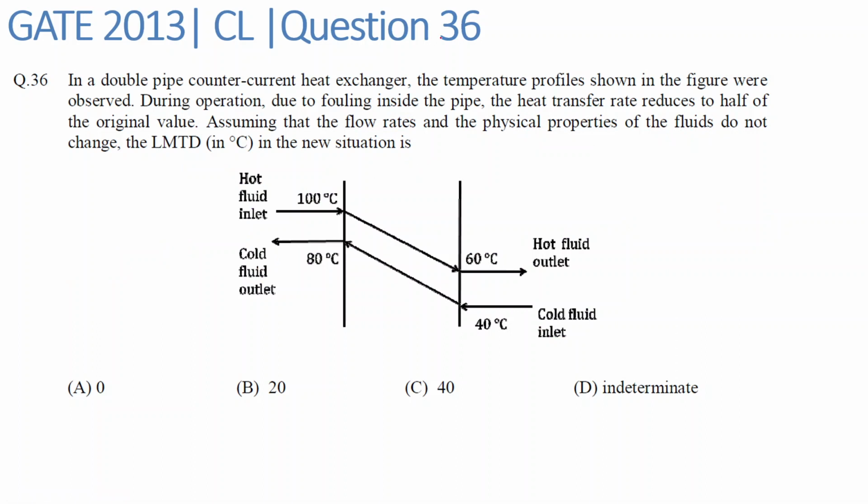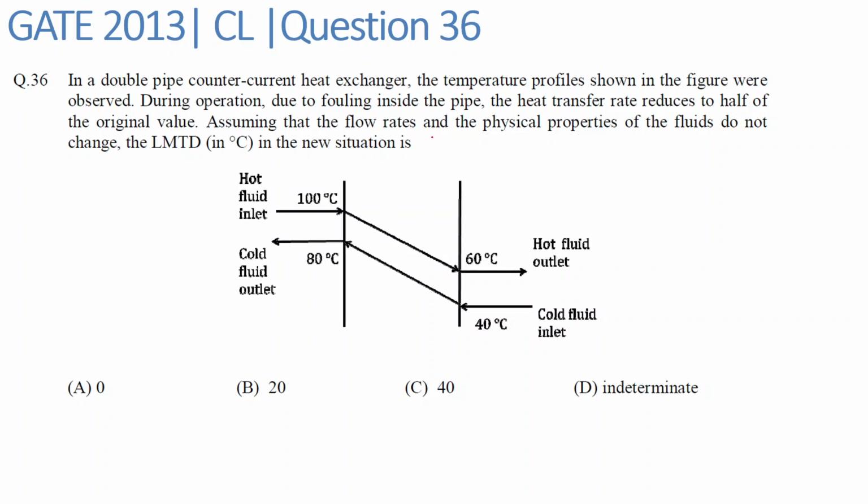We are solving question 36 of GATE 2013 chemical engineering paper. The question is, in a double pipe counter current heat exchanger, the temperature profiles shown in the figure were observed. During operation, due to fouling inside the pipe, the heat transfer rate reduces to half of the original value. Assuming the flow rates and the physical properties of the fluid do not change, the LMTD in degrees Celsius in the new situation is dash.